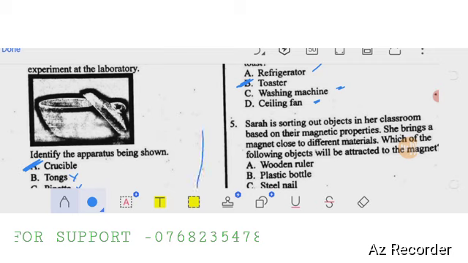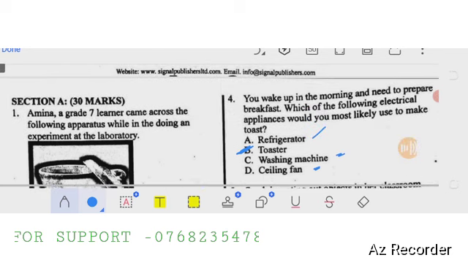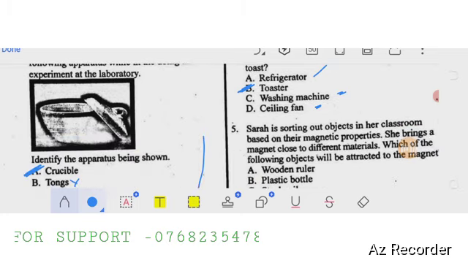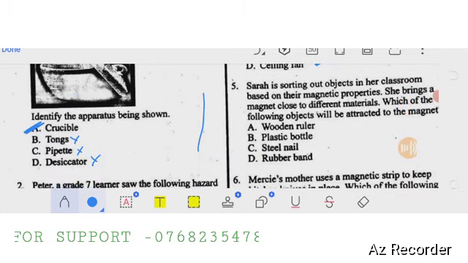So this question is in a strand, force and energy, grade 7 work, where we talk about current electricity. Question 5. Sarah is sorting out objects in her classroom based on their magnetic properties. She brings a magnet close to different materials. Which of the following objects will be attracted to a magnet?